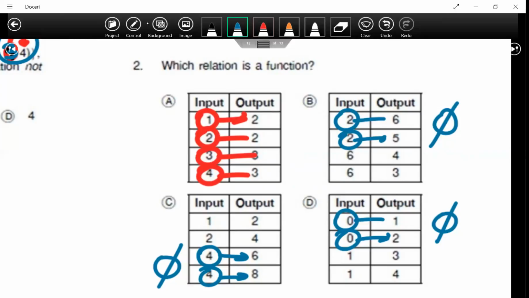Looking at this one, 1 goes to 2. So every single time I plug in 1, I should always get 2. When I plug in 2, 2 goes to 4. Am I okay with that? Yep, I'm okay with that. 4 goes to, and then 4 goes to 8. That would make it not a function because you're going to a different value. Make sense? That's what I want you to see.